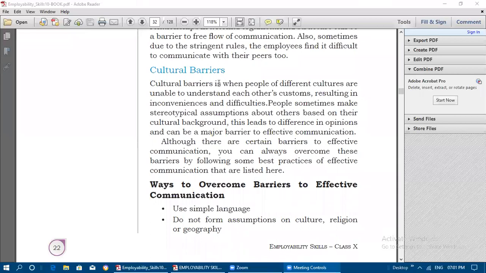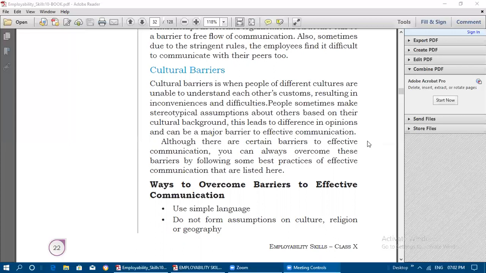And cultural barriers: it is a barrier when people of different cultures are unable to understand each other's customs, resulting in inconvenience and difficulties. If you are not able to understand one person's culture properly, it will automatically lead to miscommunication, and it will not be effective communication. People sometimes make stereotypical assumptions about others based on their cultural background, like their dressing sense, appearance, and hairstyle, all of which relate to their culture. This also leads to differences in opinion and can be a major barrier to effective communication.